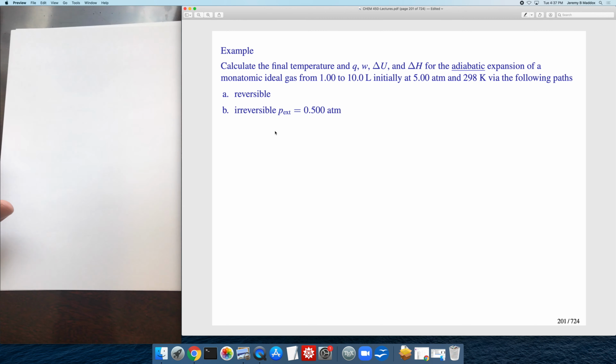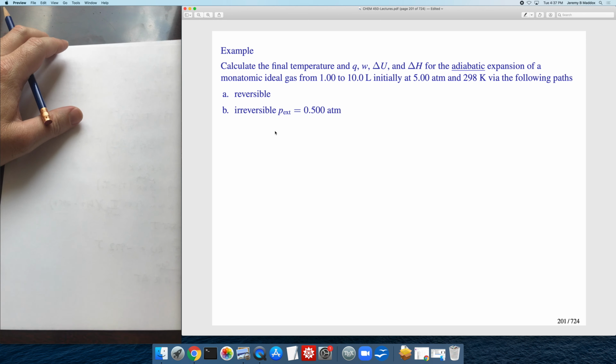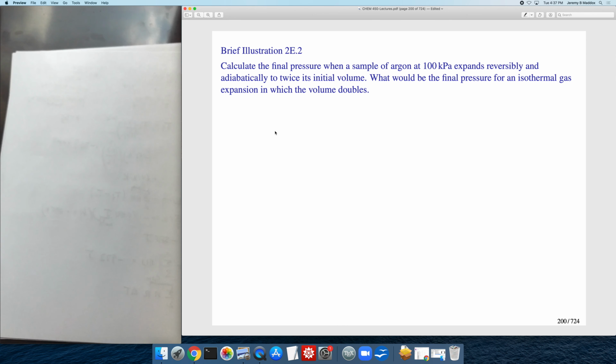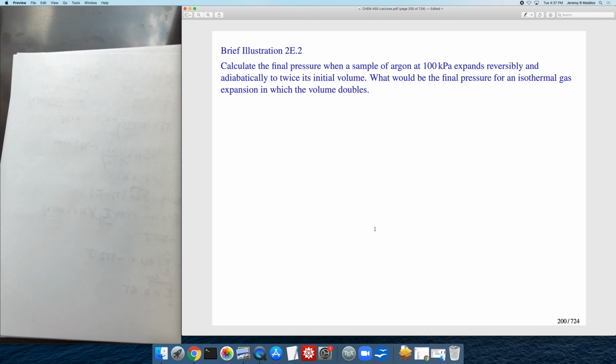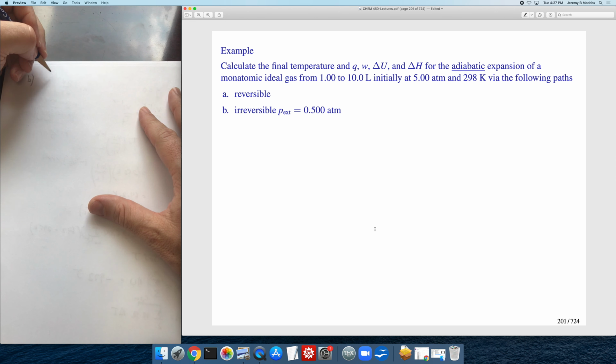In part B, this time it's different. We have now an irreversible gas expansion. So these two formulas here, these do not work for the irreversible adiabatic expansion. Nevertheless, we've got another trick up our sleeve. For part B, Q is still equal to 0. But this time, when we go to calculate work, we just fall back on our original definition. Our original ways of calculating work.